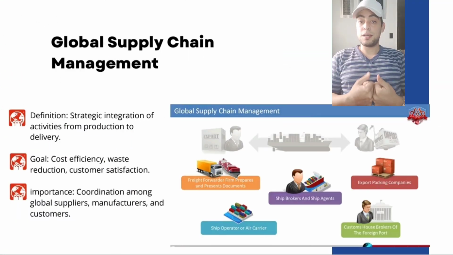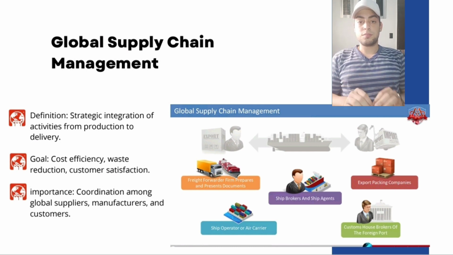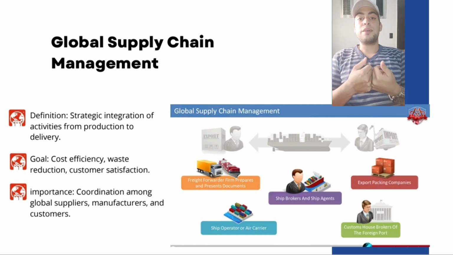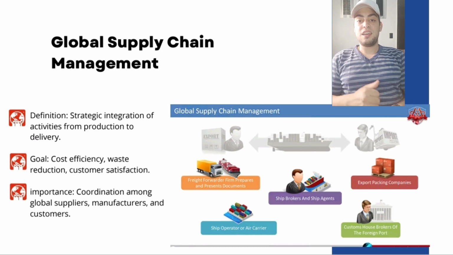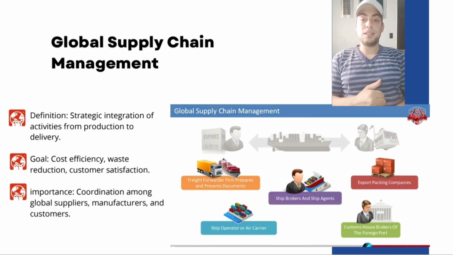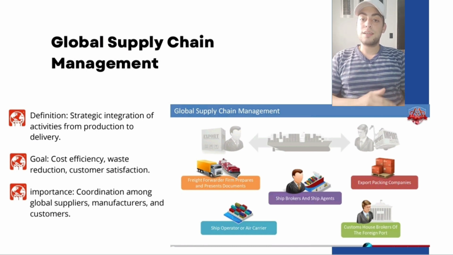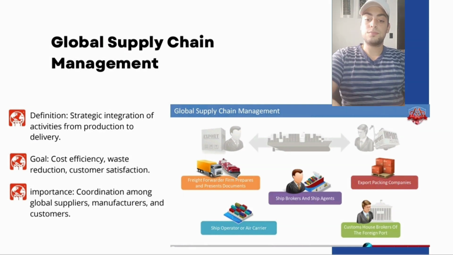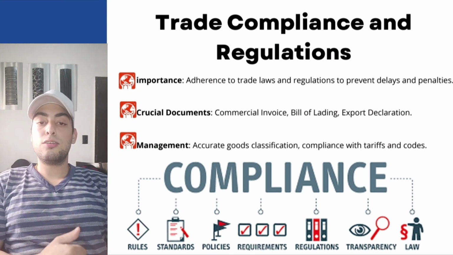Global supply chain management is the backbone of international trade, integrating suppliers, manufacturers, and customers across the globe. It's about creating a seamless process from production to delivery, ensuring efficiency and cost effectiveness. Global supply chain management reduces waste and enhances customer satisfaction by delivering the right product at the right time and in the right condition.